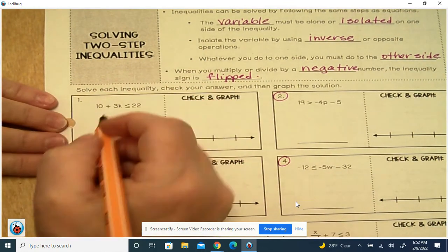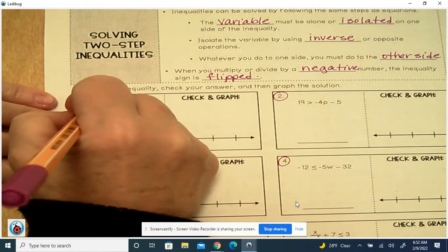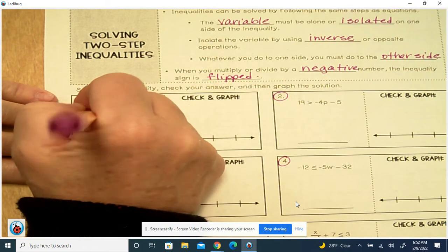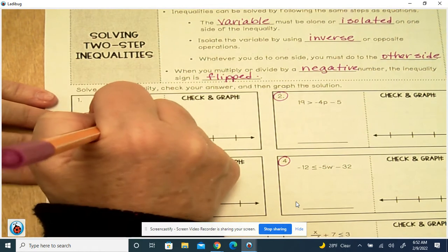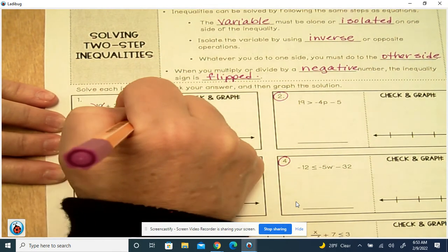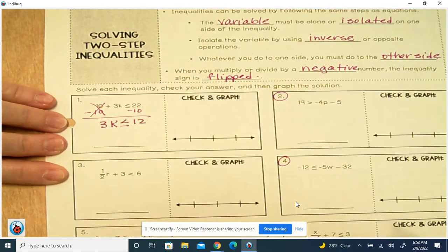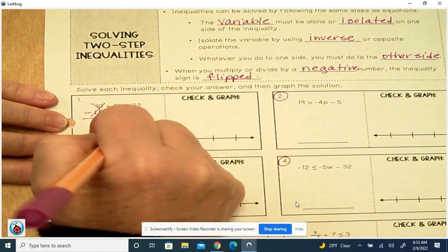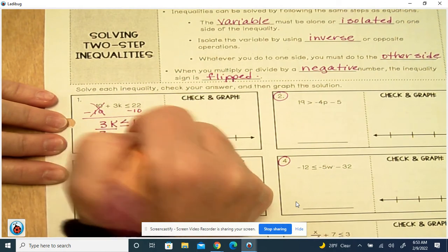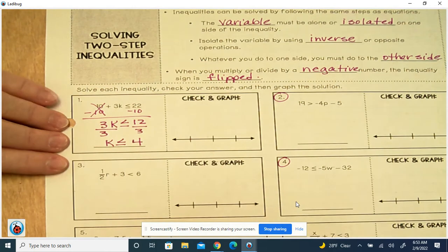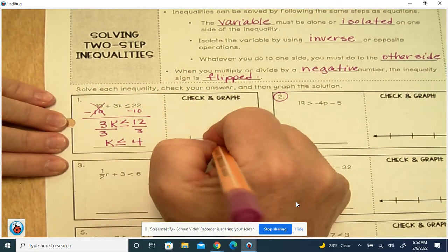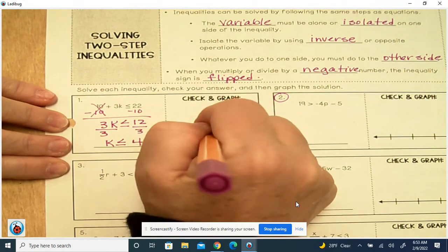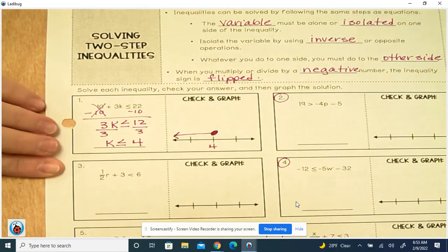So to do this one, we've got a positive 10, just like equations. So we're going to subtract 10 from both sides. These cancel out. I've got 3K is less than or equal to 12. Divide by 3 because we want to isolate that variable. K is less than or equal to 4. 12 divided by 3 is 4. Come over here. It has that equal sign underneath, so it's a closed circle because the answer includes 4, and it's shaded to the left.